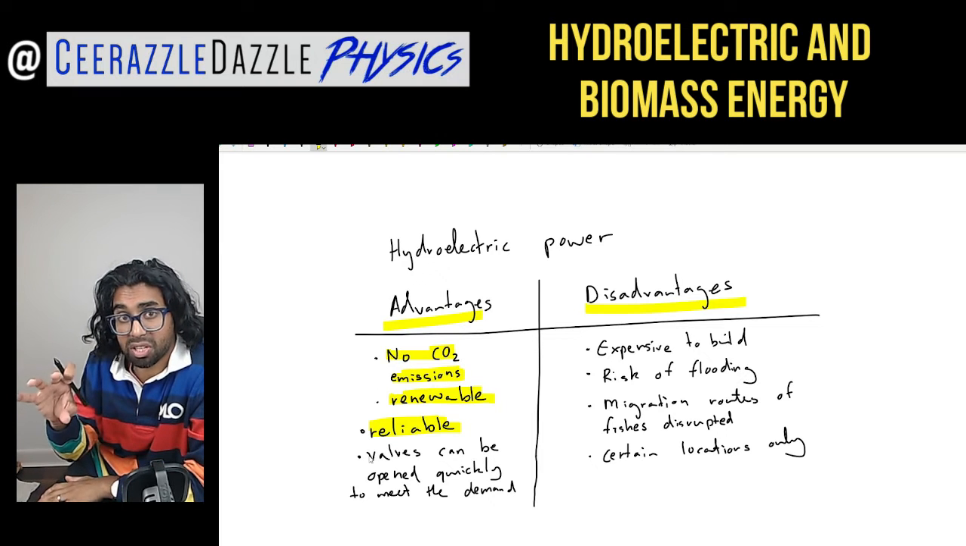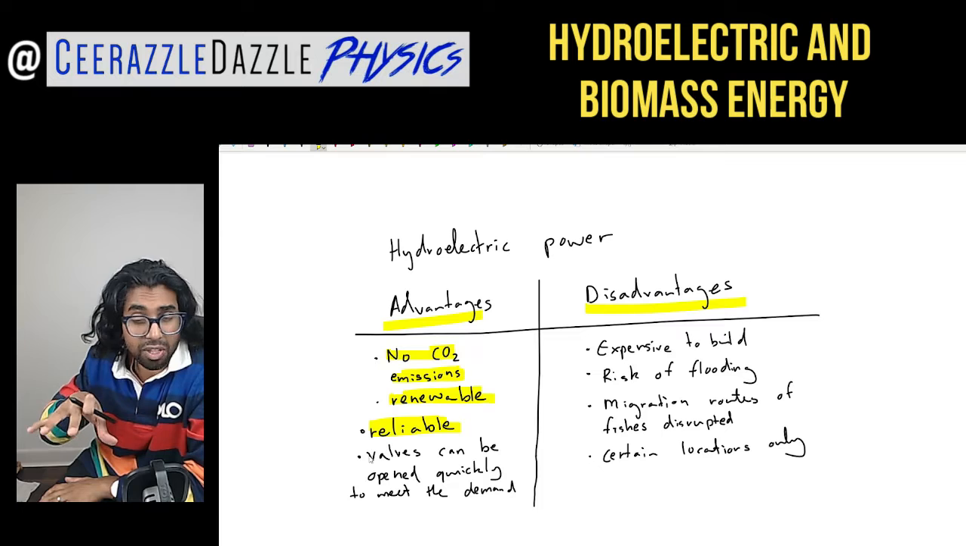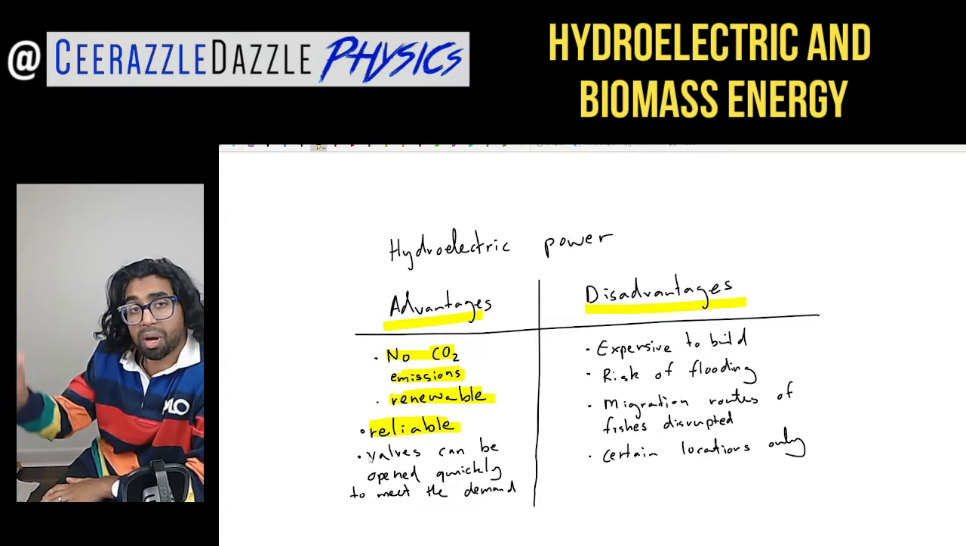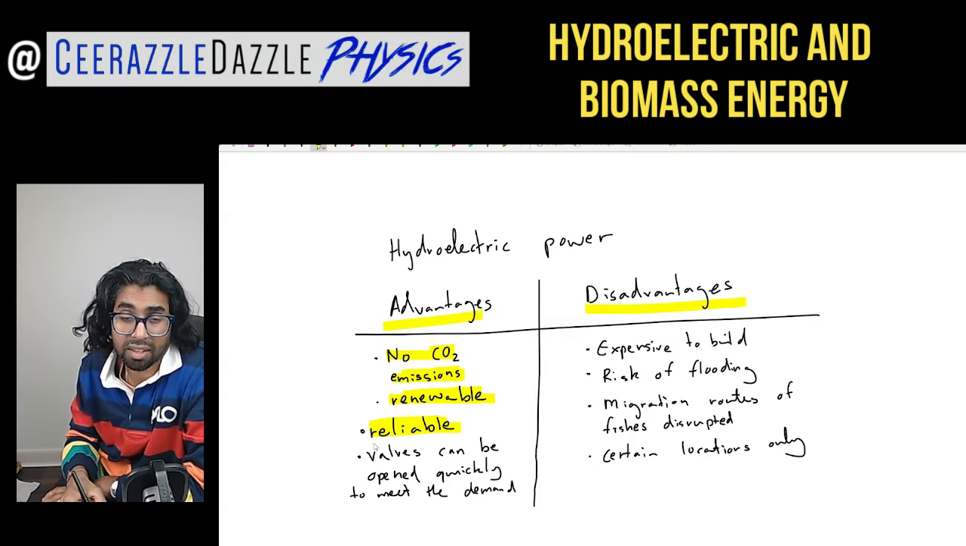So let's say the demand was quite high. You can obviously open the valves at the bottom to let more water flow through, or pump up the water to store it for a later date.